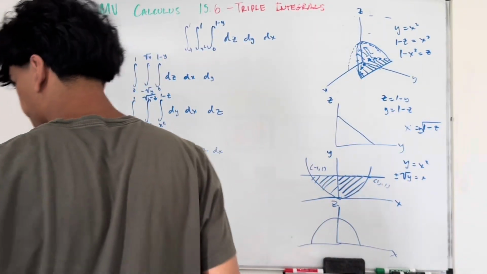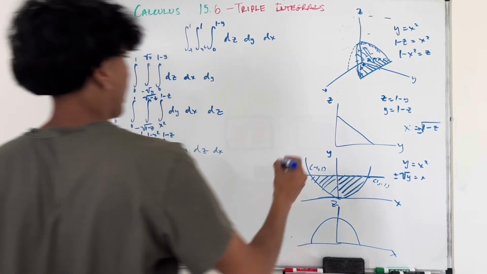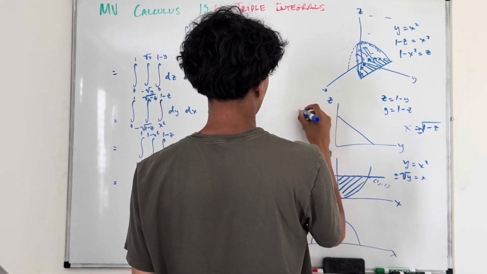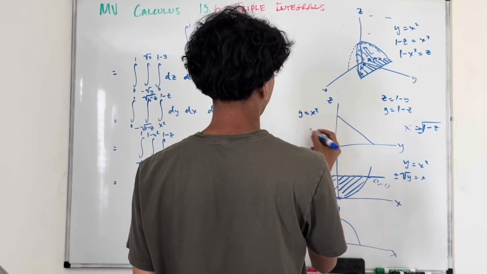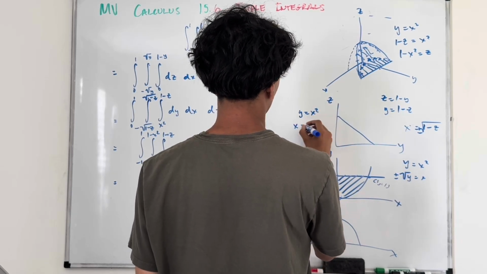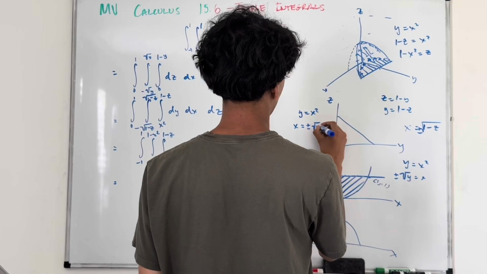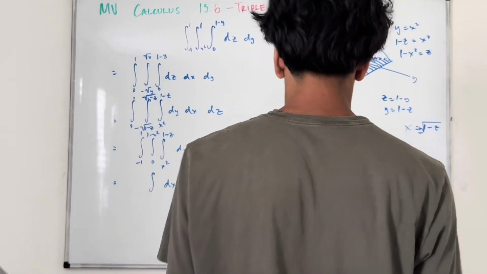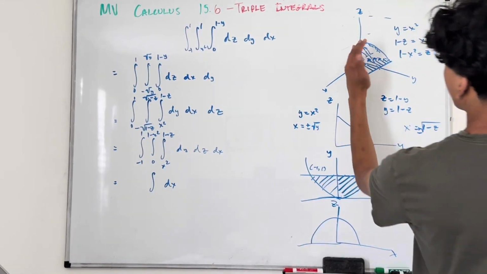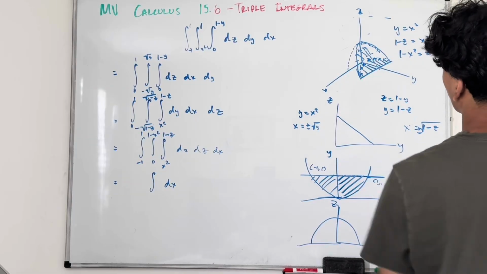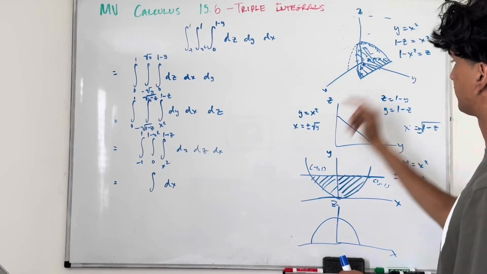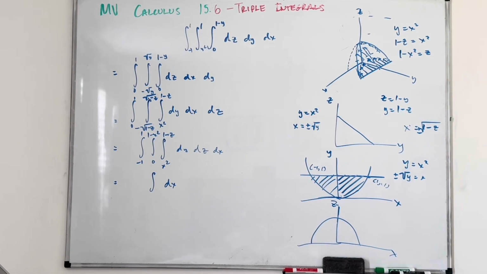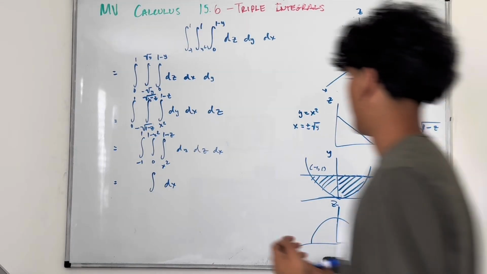So I know y is going to equal x squared, and if I rearrange, I get x is equal to plus or minus root y. This surface over here is a positive root y, and this over here is a negative root y, because I get negative values of x. So I'm going from root y to negative root y.